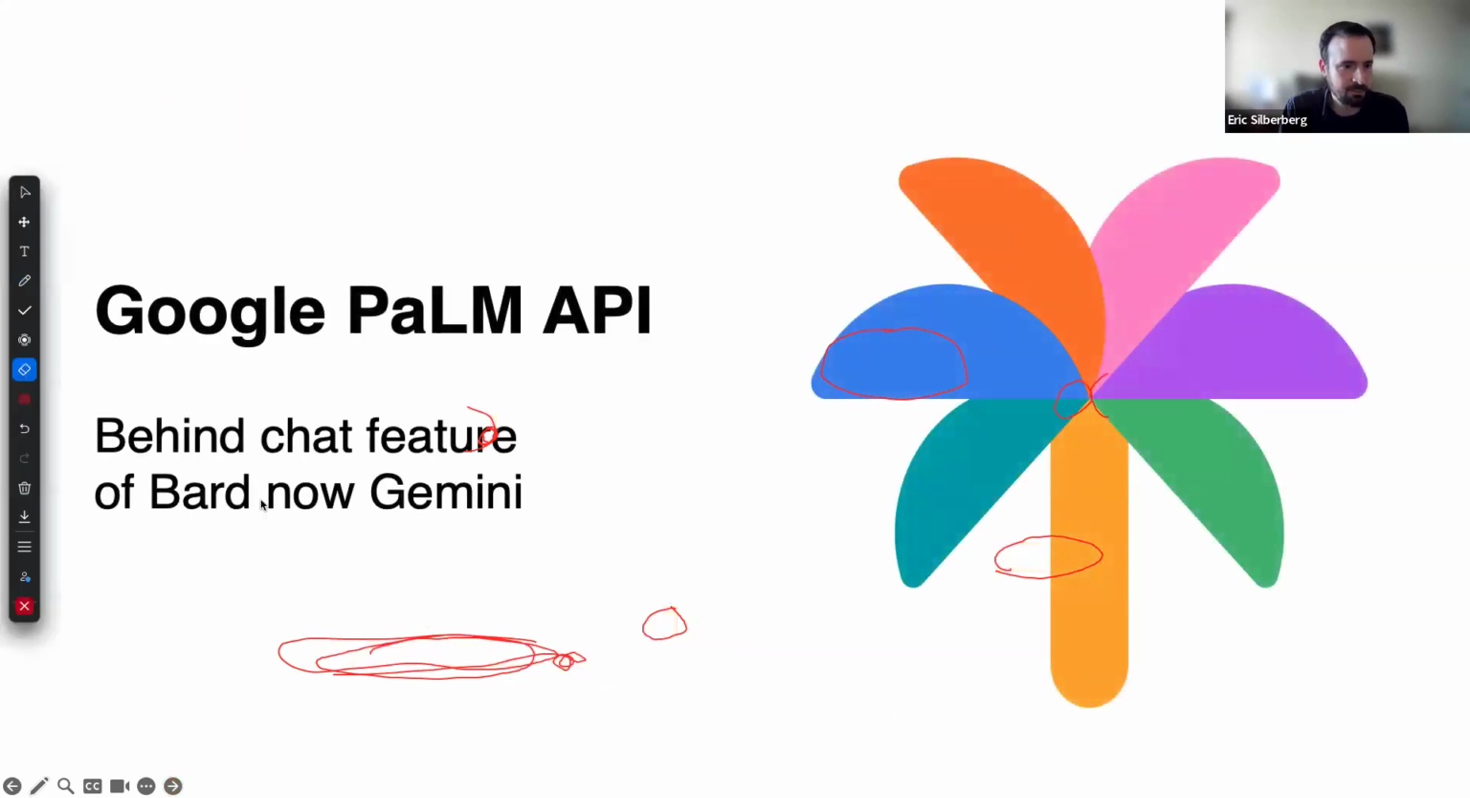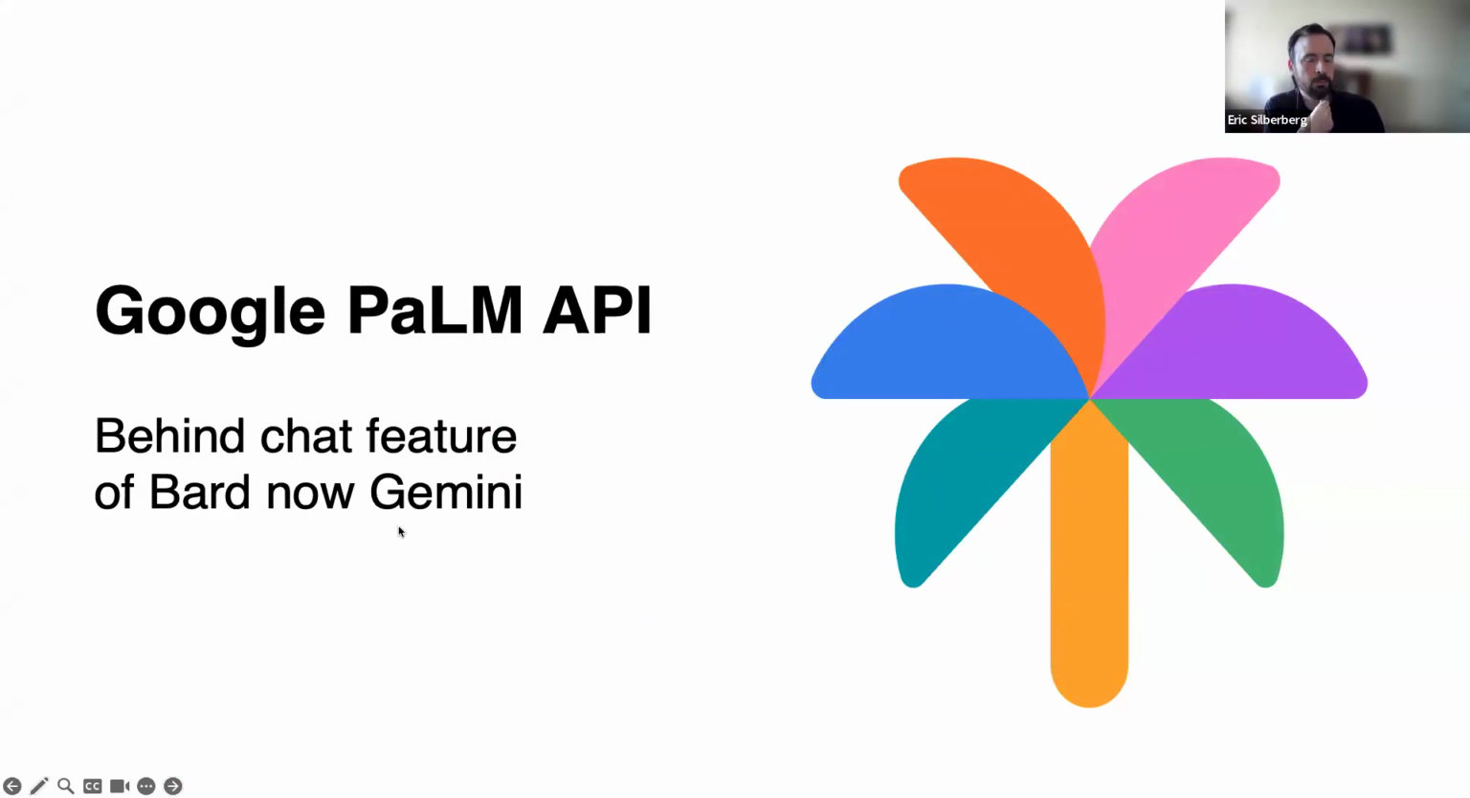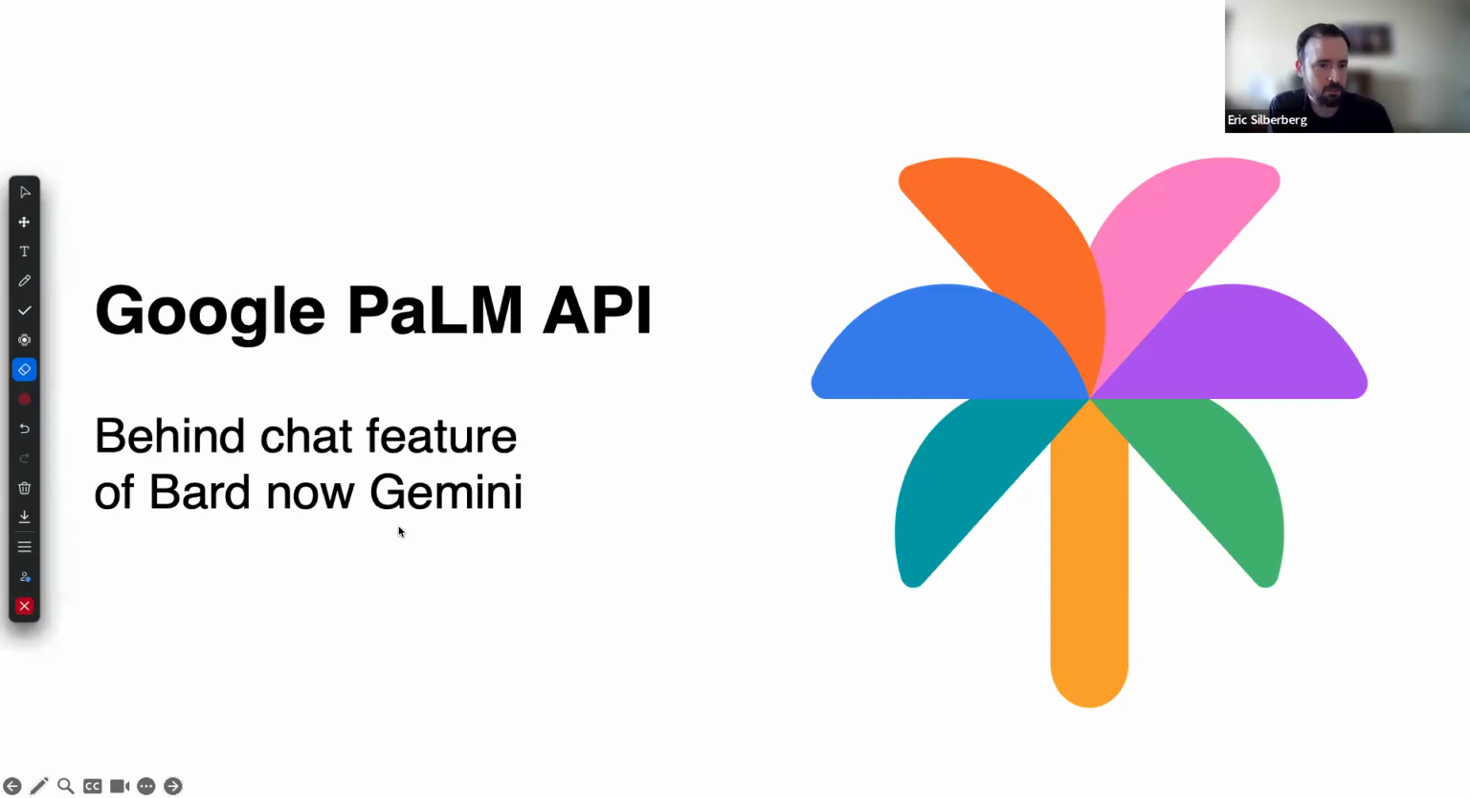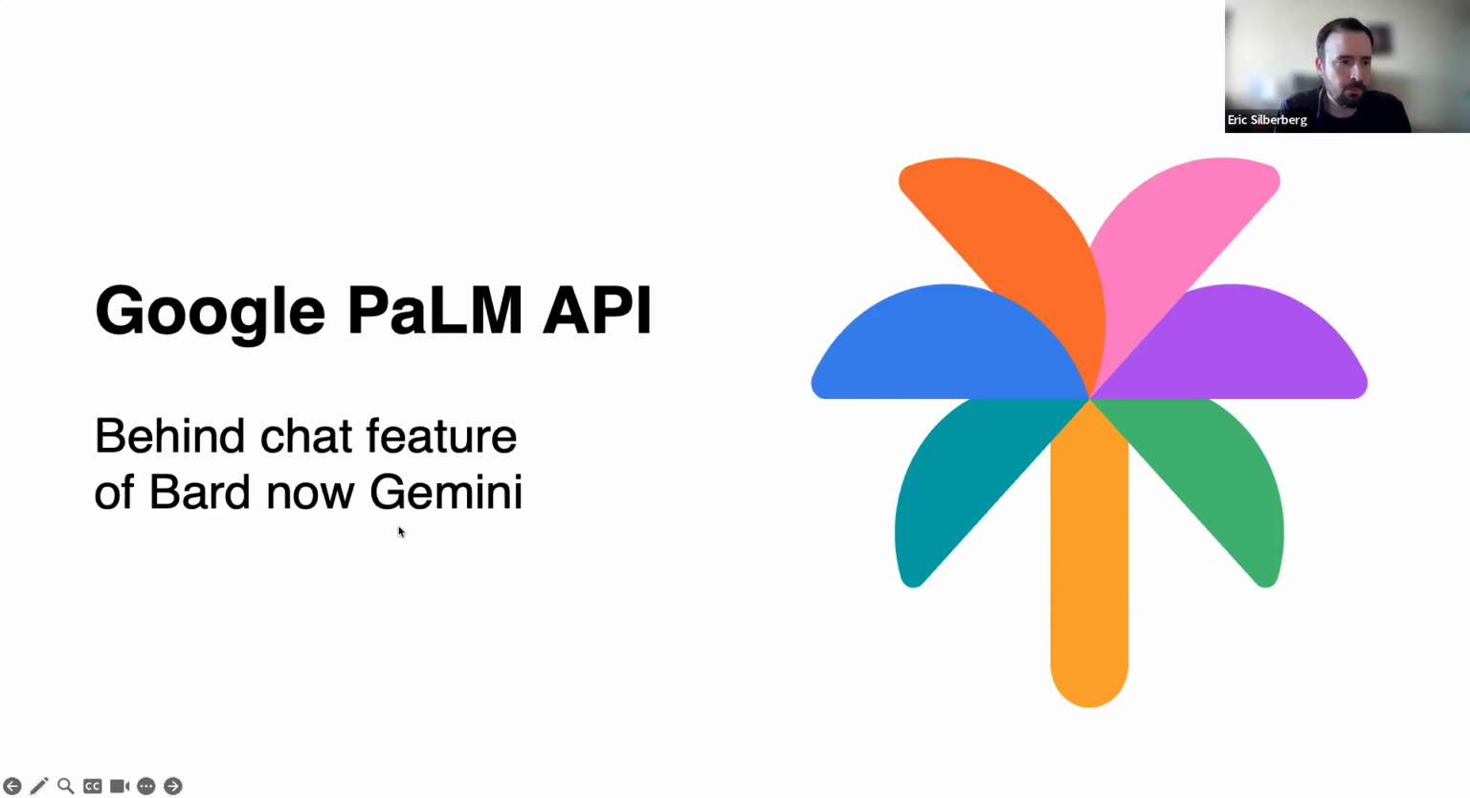Let me get rid of my annotations here. And around that time, this would have been earlier last year, I heard that Google was opening up the API that they were calling PaLM for their LLMs. And so PaLM is what is behind the chat feature of Bard, which is now Gemini. And they opened it up as beta, and I signed up, and I started to tool around with it and see what it was all about.